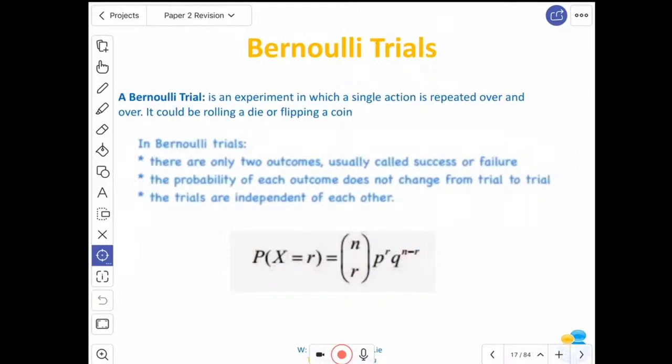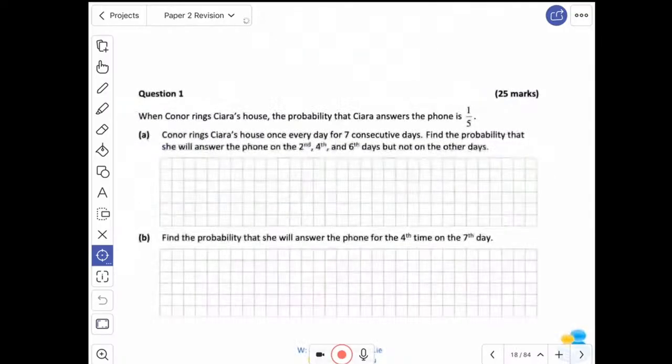So part A of this question, we won't be using Bernoulli trials, but we will use it for part B. It says, when Connor rings Ciara's house, the probability that Ciara answers the phone is 1/5. Without even reading anything more into this question, straight away we're thinking this could be a Bernoulli trial question, because the probability she answers the phone is 1/5. So you could say that's success, and therefore the probability that she doesn't answer the phone is 4/5.